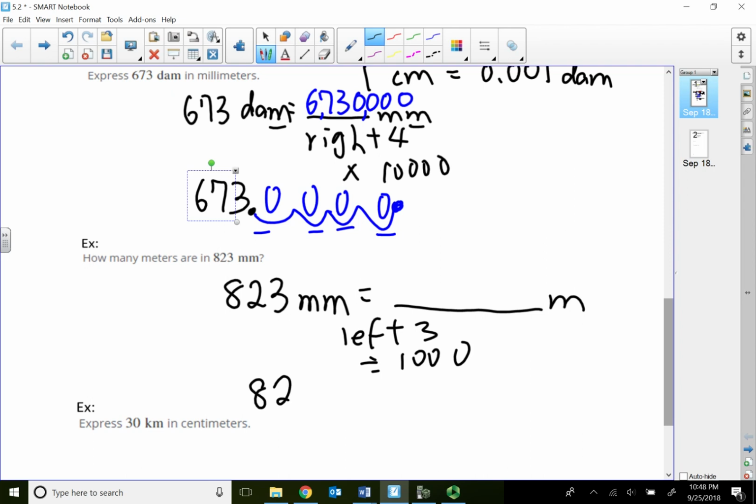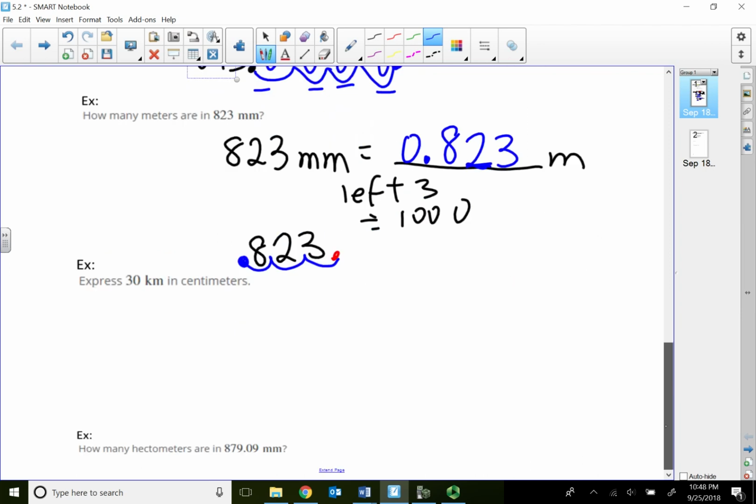So 823. Decimal is behind the 3. Move it to the left 3 places. 1, 2, 3. Put it right in front of the 8. So that's why my final answer has got to be 0.823 meters.